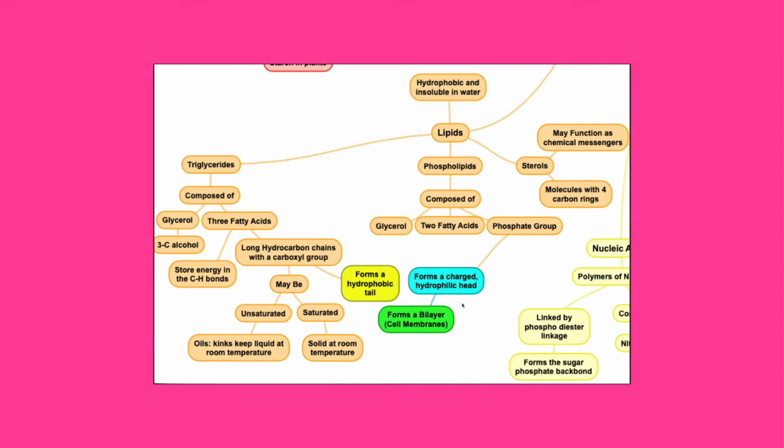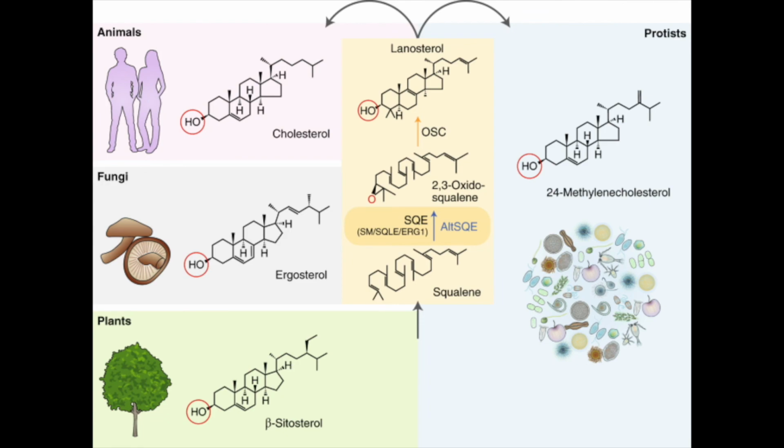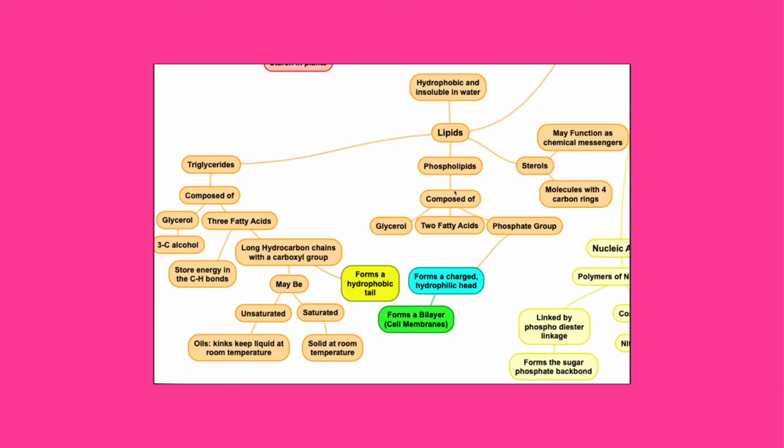Third group we have are sterols. These can function as chemical messengers, and the characteristic about these you'll note is that they are molecules that have 4 carbon rings attached with various groups attached to those, which would lead to the different functions that they would exhibit. So one last thing to remember before we move on talking about the nucleic acids is the bonds that are produced when we bind our glycerol to our fatty acids are called ester bonds.